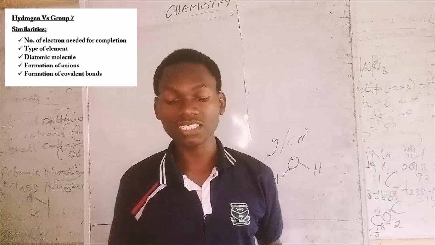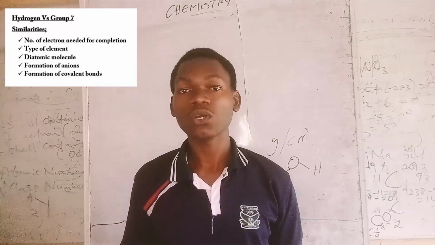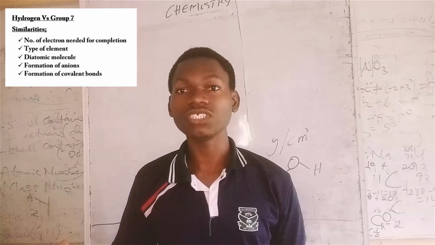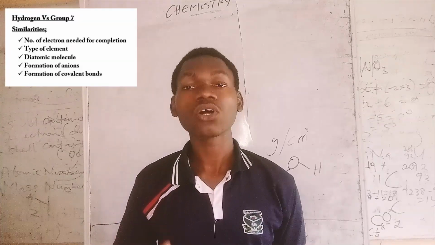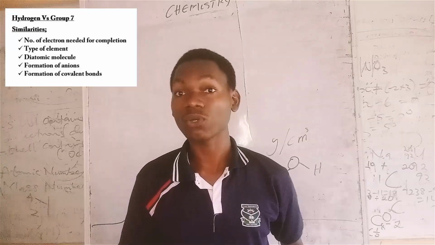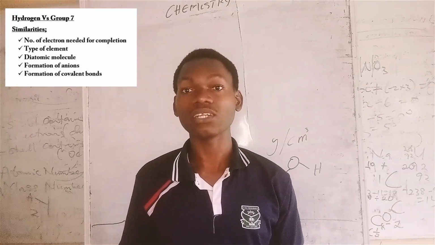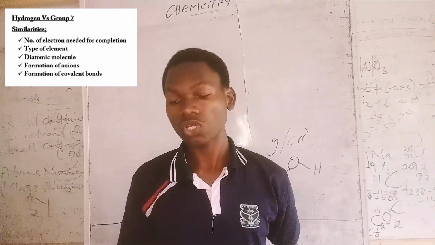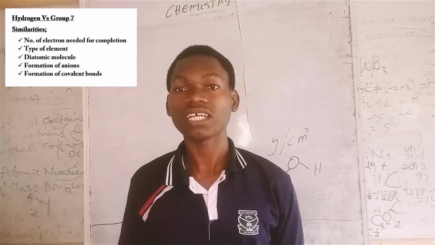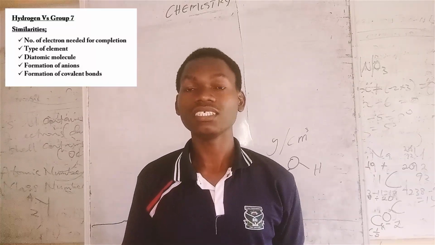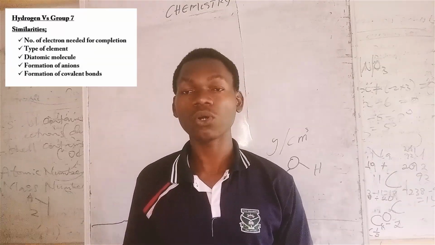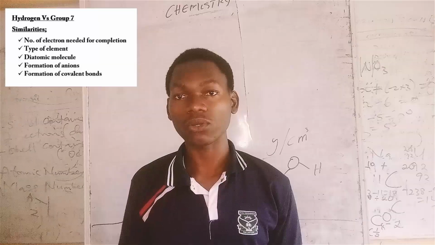Number 2 similarity is the type of elements. We know in the periodic table we have metals and non-metals. Both halogens and hydrogen are non-metals, right? So that's another similarity, that hydrogen and halogens, which are the 7 elements, are both non-metals. Both form diatomic molecules. Yes, hydrogen is a diatomic element and it forms diatomic molecules. Also, halogens are diatomic molecules.